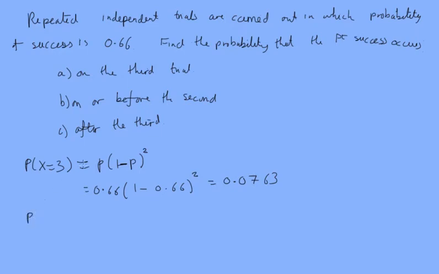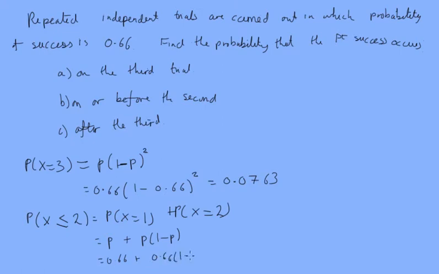Now, on or before the second trial means that X must be less than or equal to 2. So we have to take the probability of X equals 1 and add that to the probability that X equals 2. So we'll have p plus p(1 minus p) to the power 1. So that's going to be 0.66 plus 0.66 times (1 minus 0.66). Working all that out, you get 0.884.